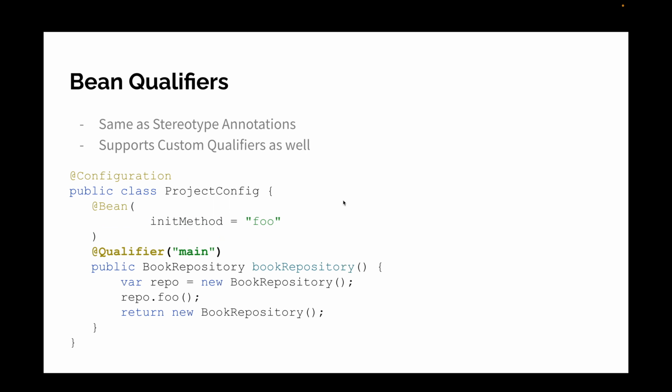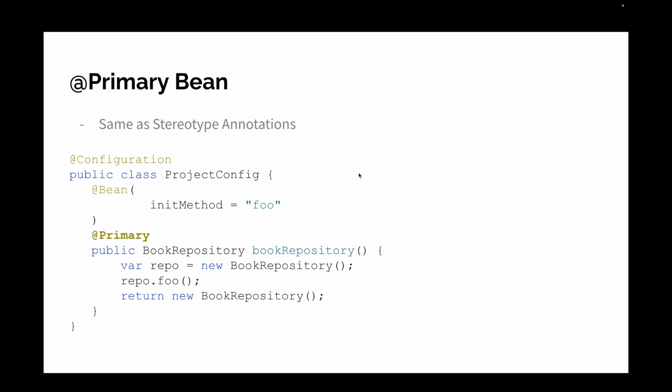And bean qualifiers. Bean qualifiers are also supported the same as on stereotype annotations, and it also supports custom qualifiers as well. So if you want to use a qualifier, just use the qualifier annotation alongside the bean annotation, and you can use custom qualifiers as well.